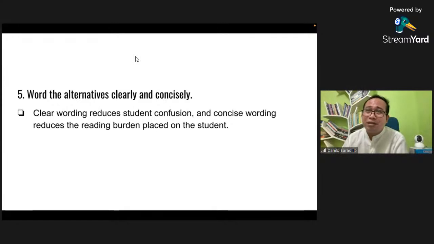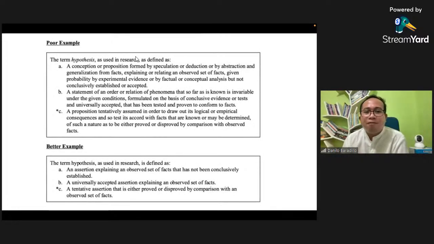We don't want to burden our students with a lot of things to read in the STEM and in the alternatives. Otherwise, we would be reducing our number of items, because we have to consider the number of hours they have to take and finish the exam. Okay, let's have an example here. Very poor, because our alternatives are all too wordy. Like the term hypothesis as used in research is defined as: A, conception, a proposition, inform, a lot of things to read. The student will get tired reading all this.